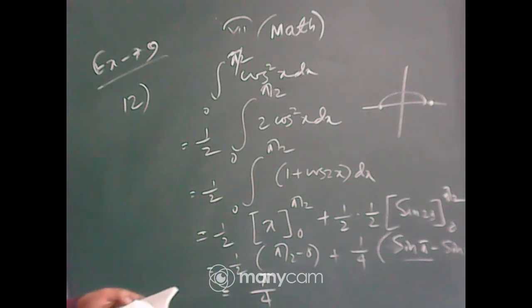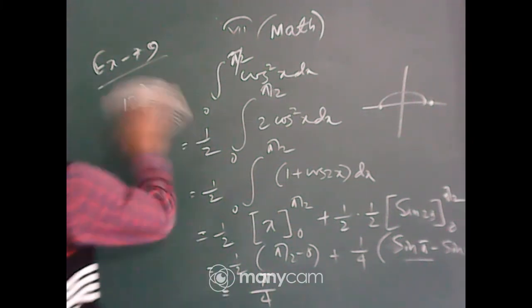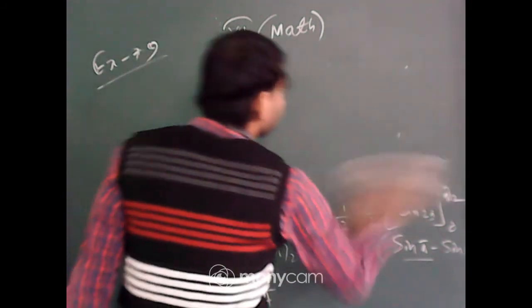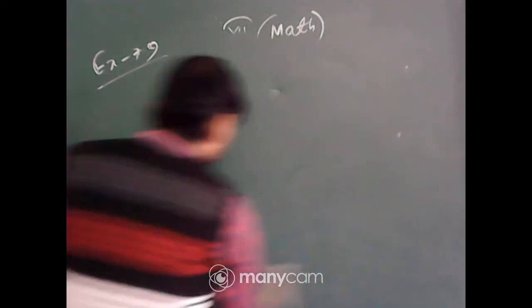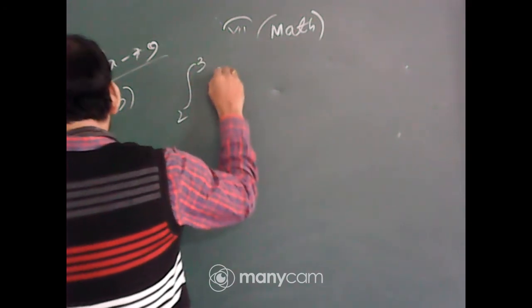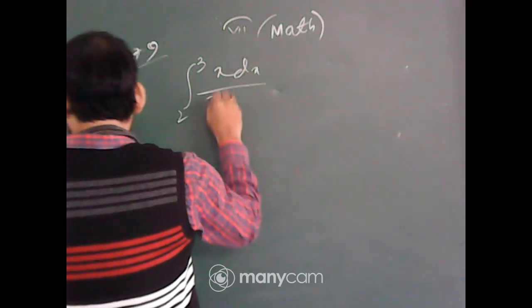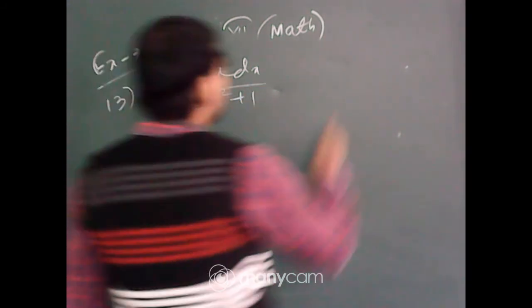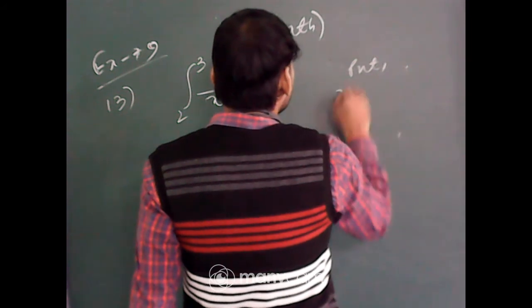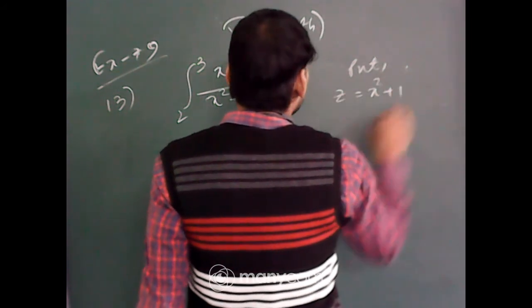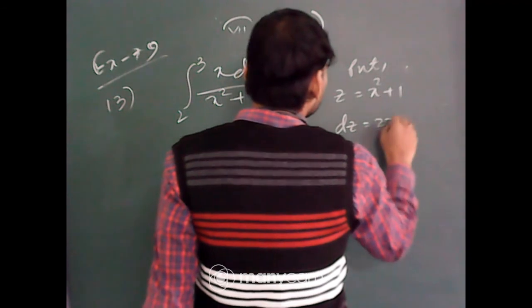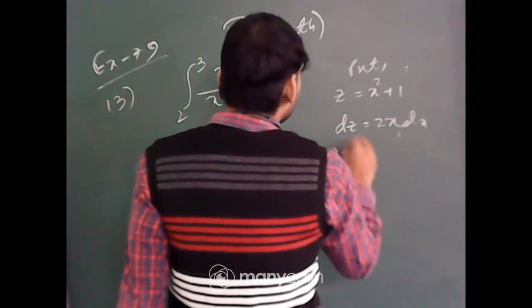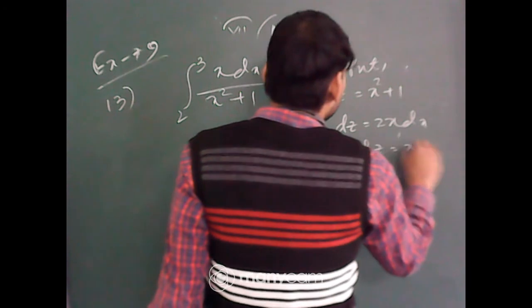So move on to question number 13. Integration 2 to 3 x dx by x square plus 1. Here you have to substitute. Just put z equals to x square plus 1. So dz equals to 2x dx. That means 1 by 2 dz equals to x dx.